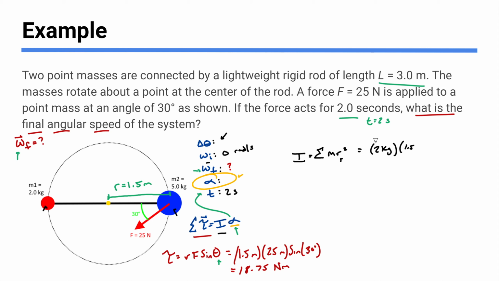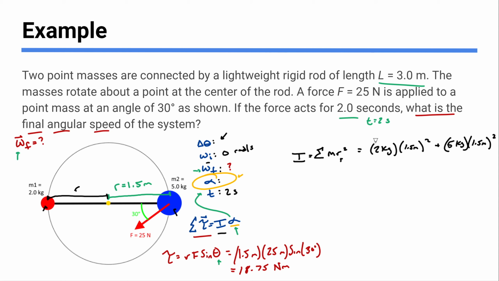Again, r is 1.5 meters because this mass is also halfway. So its distance from the center is 1.5 meters. That's what r is. So distance from the point we're rotating around, let's say the axis of rotation officially. And we're going to add that to the other mass's moment of inertia, which will be here 5 kilograms, also times 1.5 meters squared.